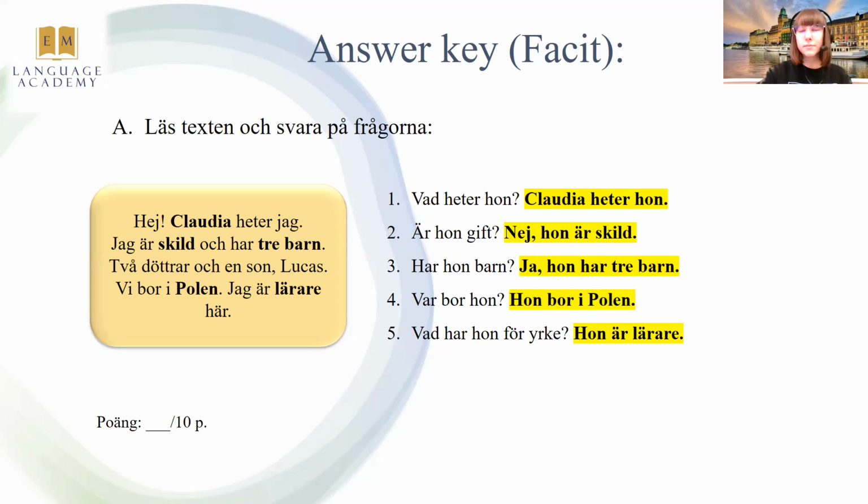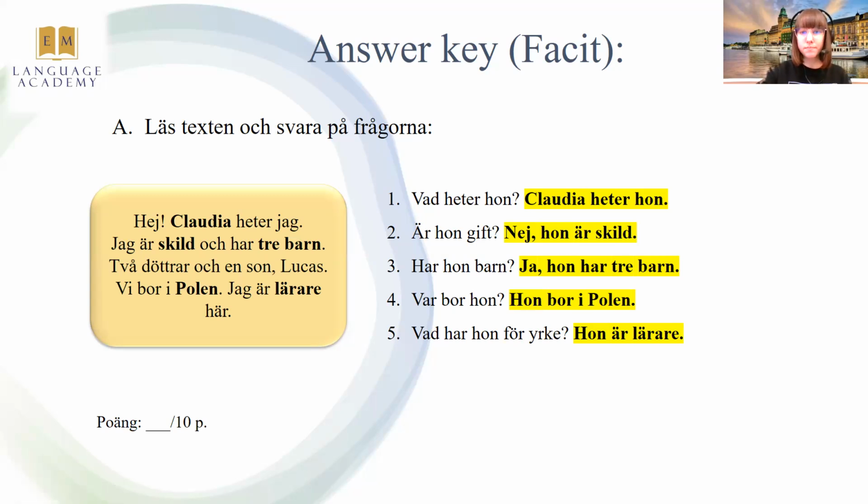Är hon gift? Is she married? Nej, hon är skild. No, she's not married, right? She is divorced. Jag är skild. So hon är skild. Because we are talking about another person, we are using another perspective, so to speak.